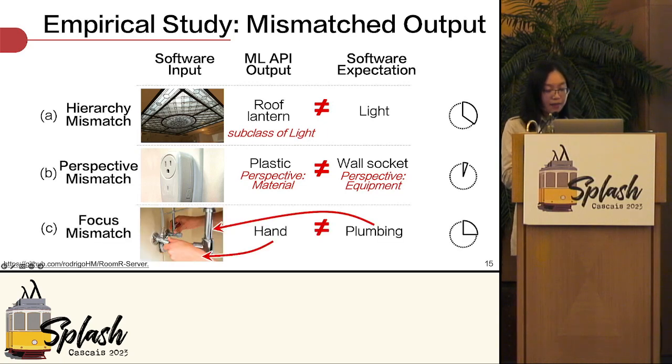And the last type is focus mismatch. Sometimes the software application cares about a particular object in the input image or video, and yet the ML API outputs are about other objects in the input. This contributes to around 1/4 of all unit testing failures in our study. In this example, the software expects the API to describe the prompt, while the API thinks the hands are the main element of this image.